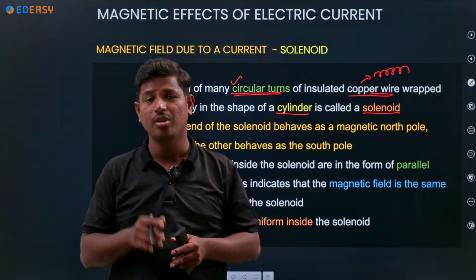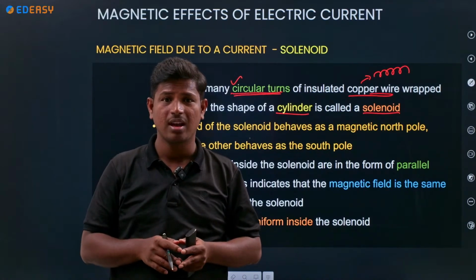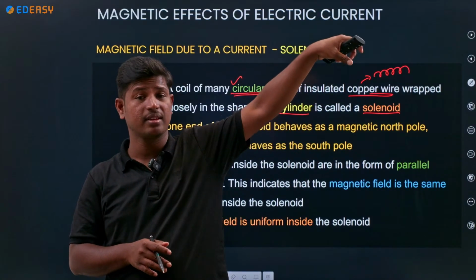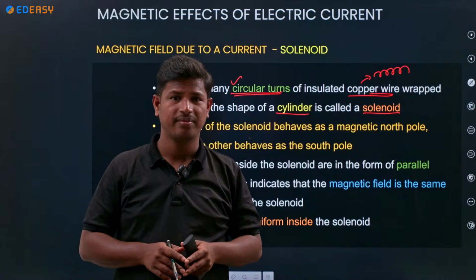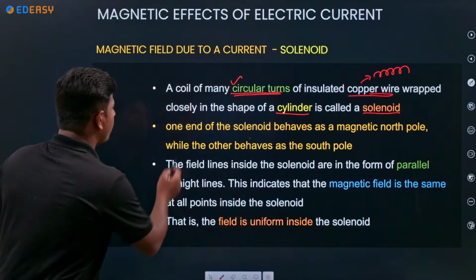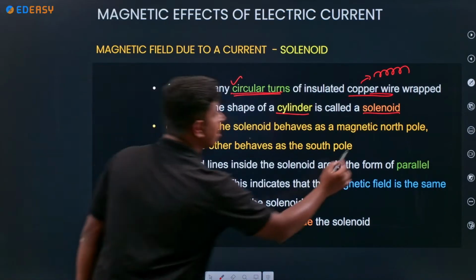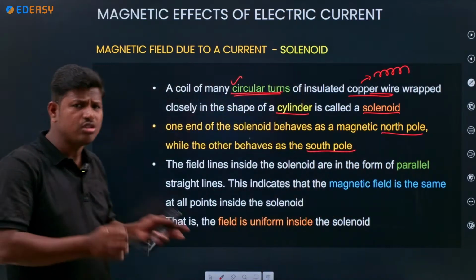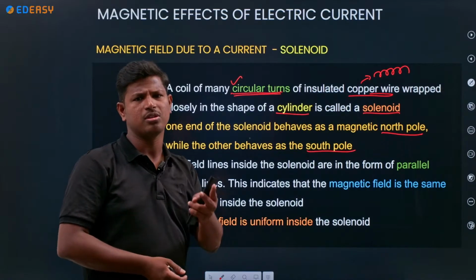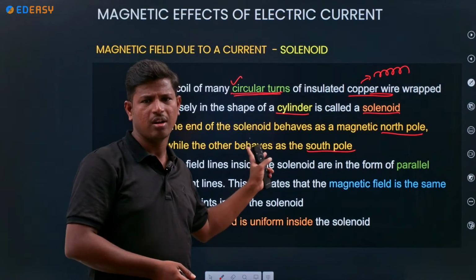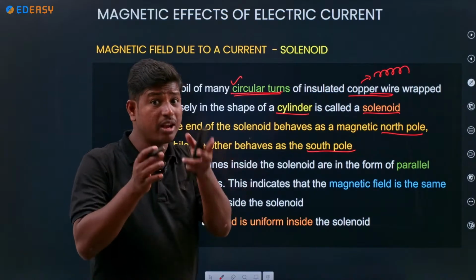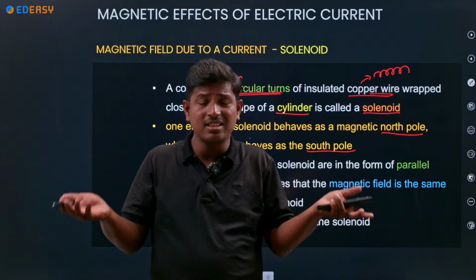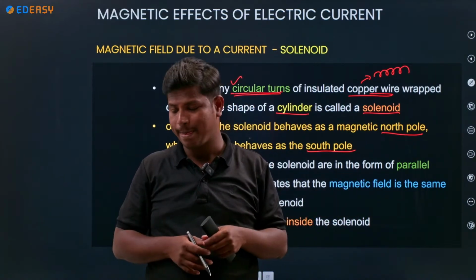Okay. For domestic purposes we will use copper wire, and for going from one place to another, transmitting lines, there we will use aluminum. Next, one end of the solenoid behaves as a north pole and the other end is a south pole, because there is no single pole. Two poles, one north, one south. Which is north and which is south, you may be confused. Which is acting as a north pole and which as a south pole in a solenoid?